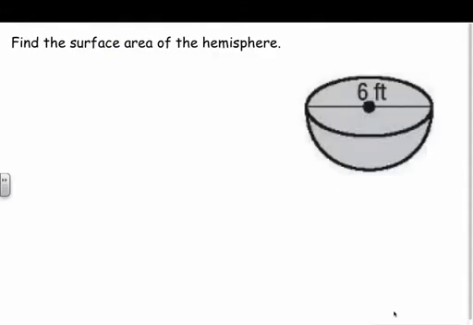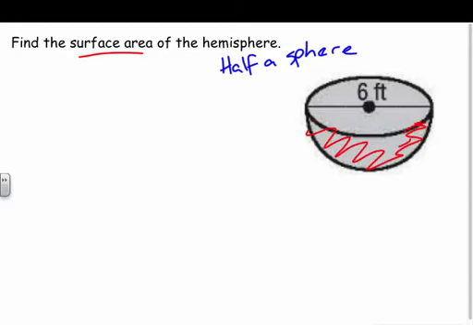Okay, we can also do it for things that we call hemispheres. Well, a hemisphere is basically just half a sphere. So we might have to come up with a plan in this case. So if we're trying to find the surface area, I basically have the bottom of the sphere, right, going all the way to the back side. So I need the area of the bottom of the sphere.